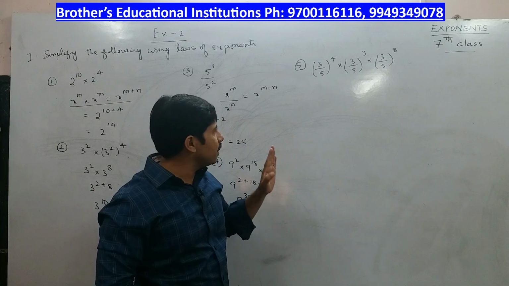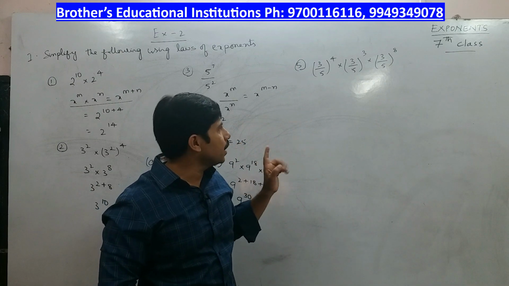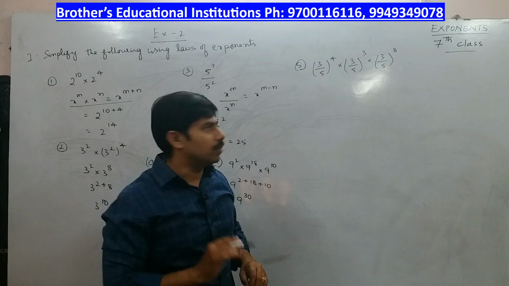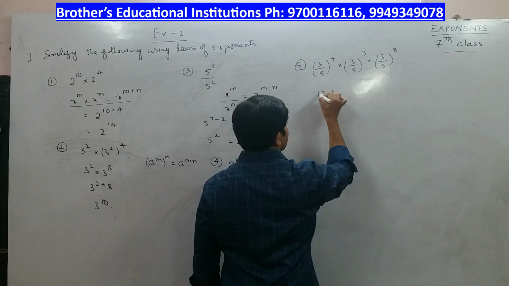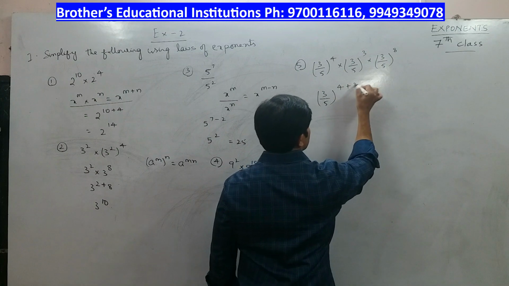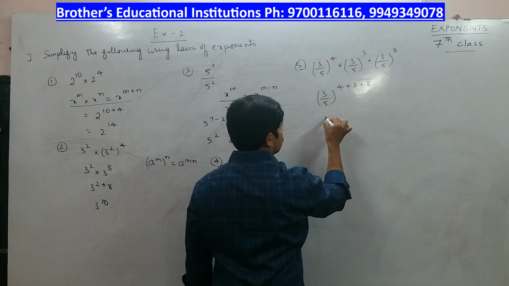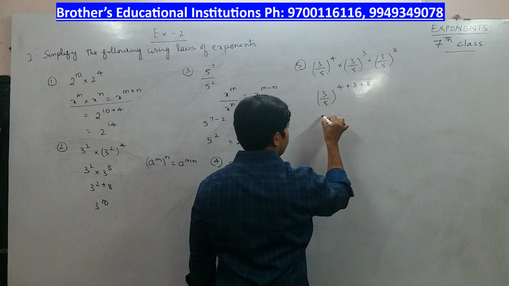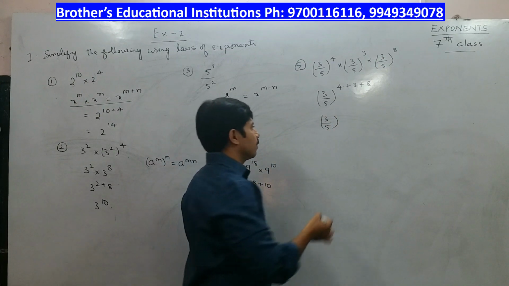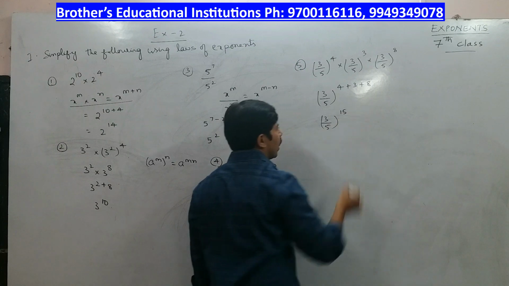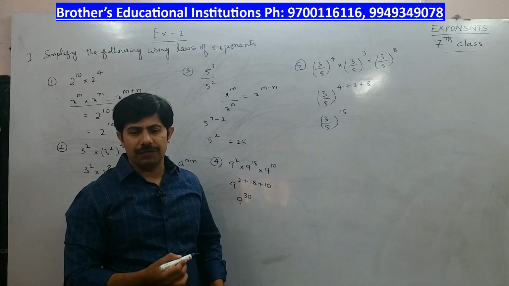Now all the bases are same and they are in product, so we have to add the powers. So under one base we will add all the powers. 3 by 5 whole power 4 plus 3 plus 8. So 4 plus 3 is 7, 7 plus 8 is 15. So answer is 3 by 5 whole power 15, right?